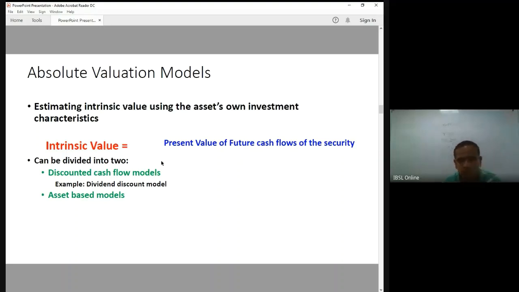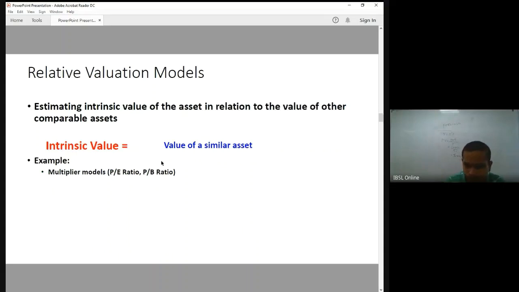So the intrinsic value is nothing but the present value of all future cash flows of the security. It can be divided into discounted cash flow models and asset-based models. Two ways of calculating intrinsic value: discounted cash flow model and asset-based model.